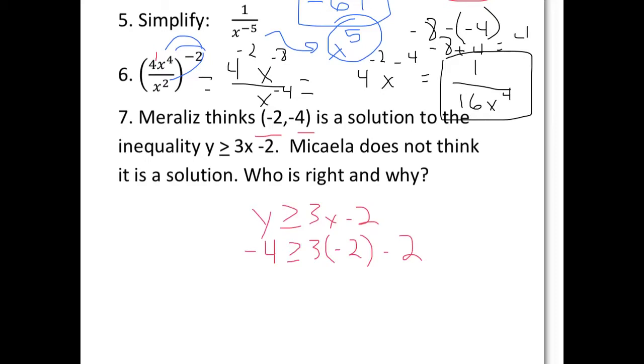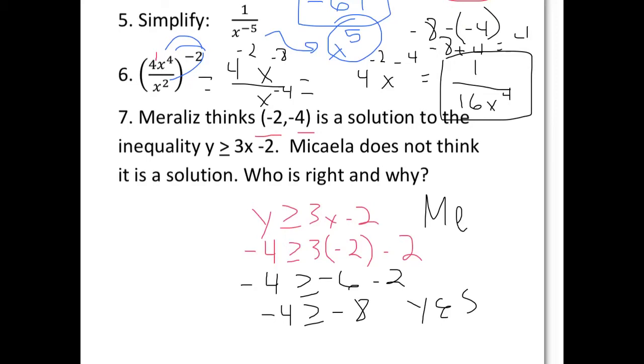So 3 times negative 2 is negative 6 minus 2. Bring the rest down. Negative 6 minus 2 is negative 8. So our final answer is negative 4 greater than or equal to negative 8. The answer is yes, it is greater. So Morales thought that it is a solution. She is correct.